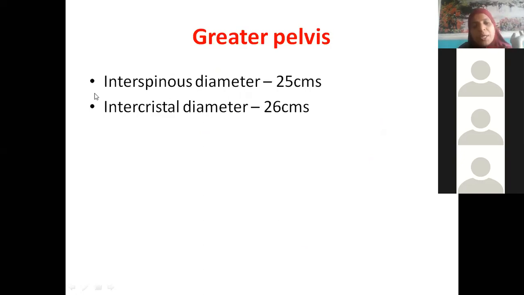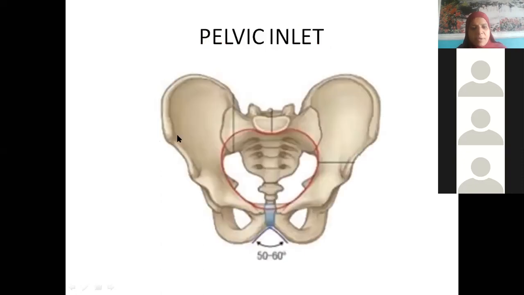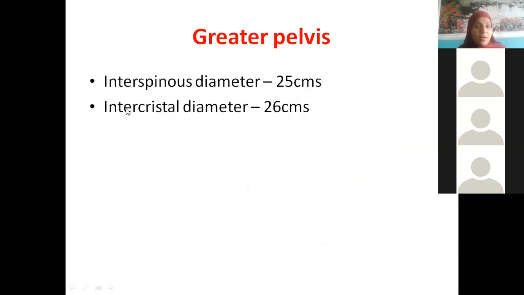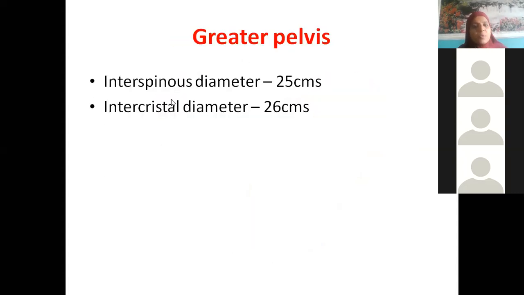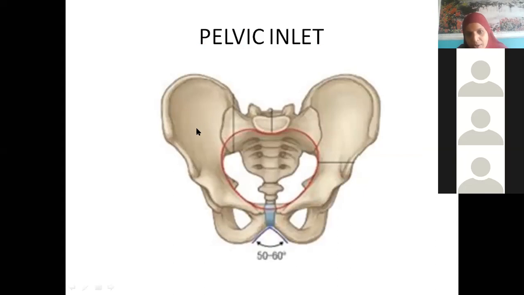Ma'am, can you say what is interspinous diameter once again? Between the anterior superior iliac spine of the right side and the anterior superior iliac spine of the left side, whatever diameter. It's not between the ischial spines, ma'am. No. Now we are talking about greater pelvis, not lesser pelvis. Okay, so you are taking measurements here.